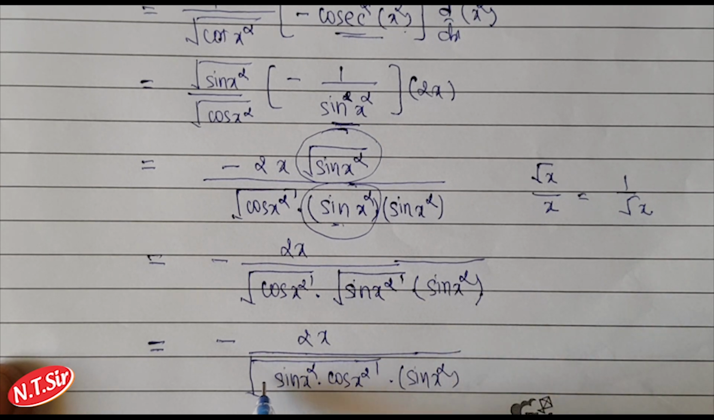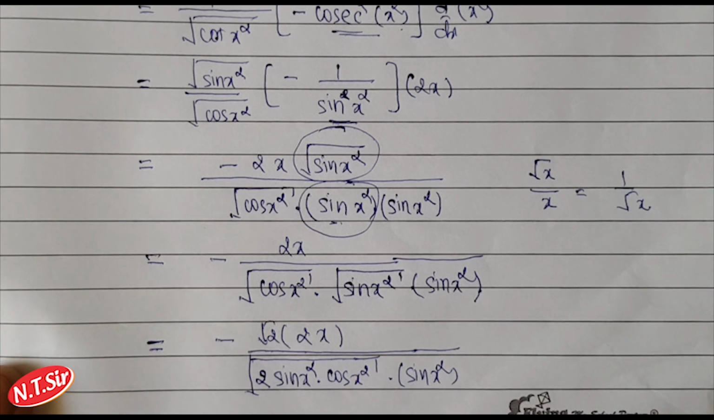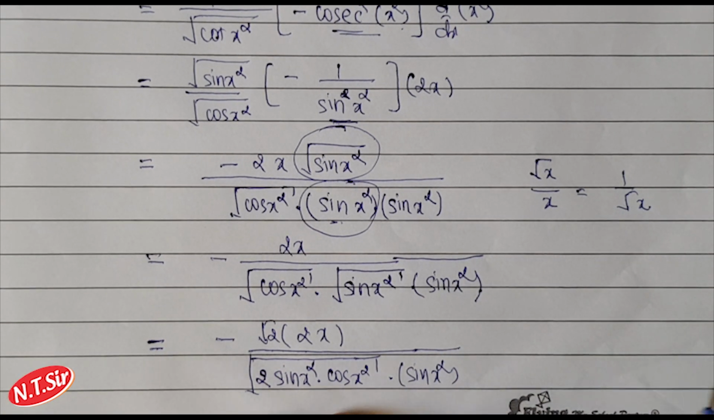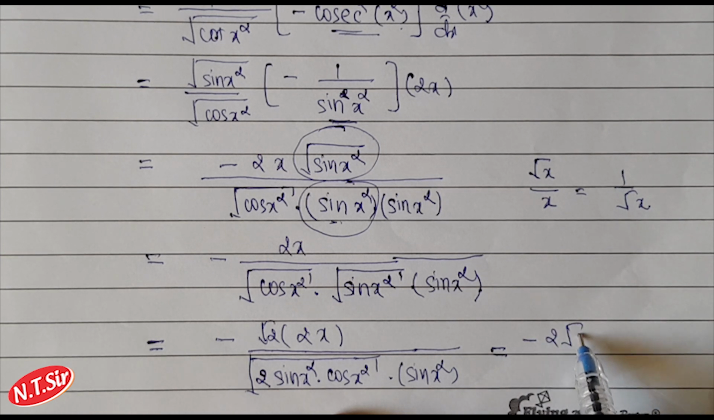Now multiplying here by 2, that is root 2. So dividing by root 2, what we get here? This is minus 2 root 2x whole upon, now this is root 2 sine x square cos x square.